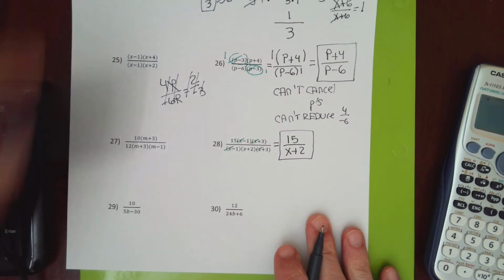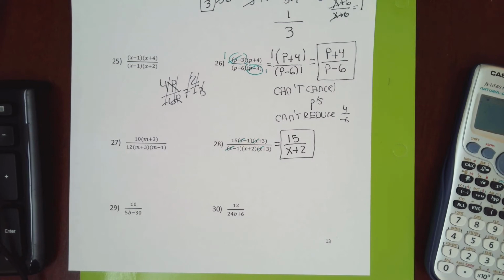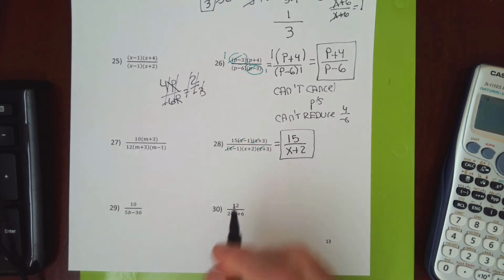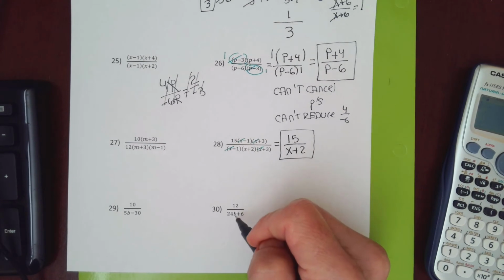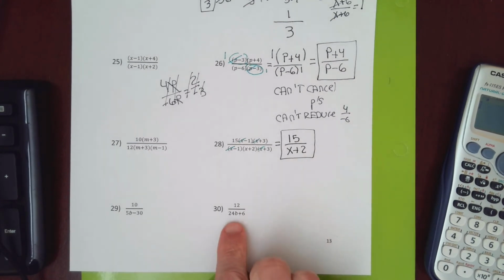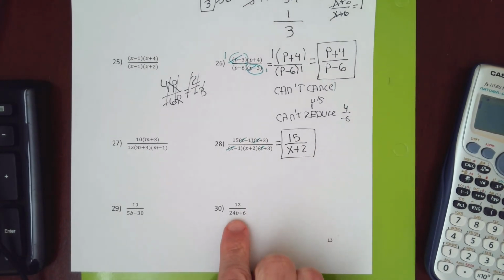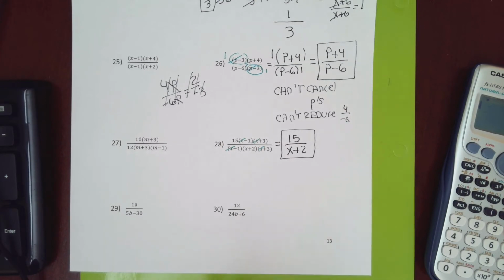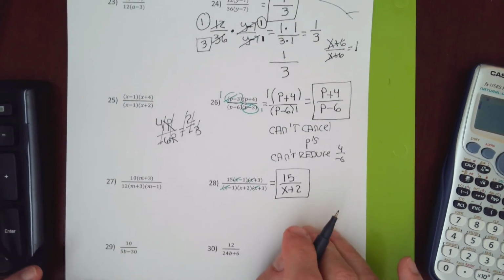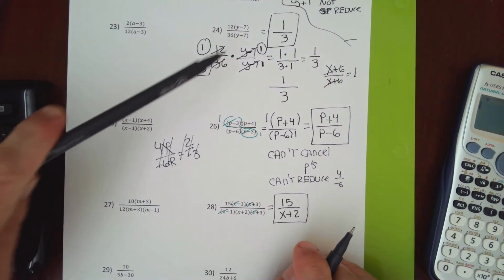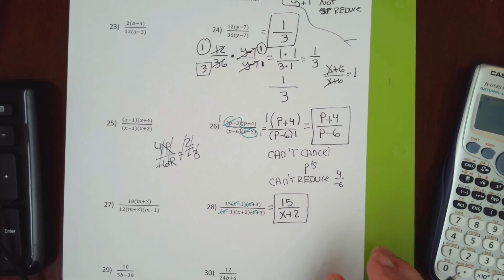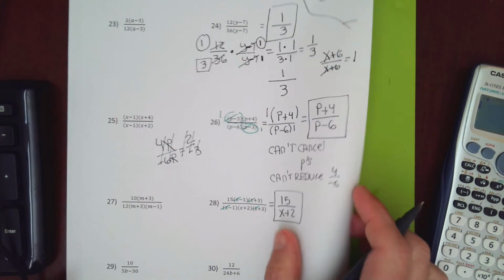The rest of the problems in the section, I'm going to need to factor before I can cancel. A 12 can't cancel with a 24b plus 6. In problem 30, a 24b plus 6, if you have a plus sign between a number and a letter, it could only reduce with an exact copy. What I'm going to do is try to turn number 30 into something that looks like 24, at least as close as I can. I'm going to get some factoring done.